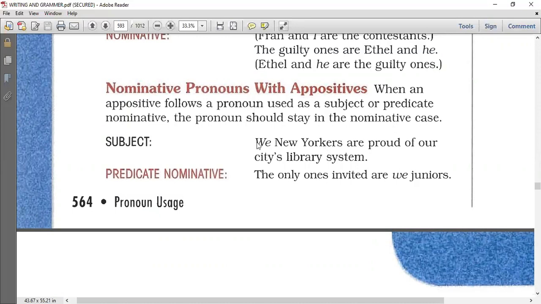I, Mr. Ibrahim, I can say me, Mr. Ibrahim. In spoken English, we say me, but in formal English, we say I, Mr. Ibrahim, for example, or we New Yorkers are proud of our city's library system. Predicate nominative: the only ones invited are we juniors. Are we juniors? Again, in predicate nominative, we can say are us juniors.